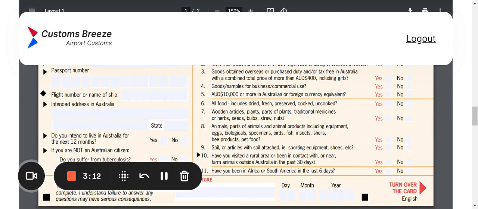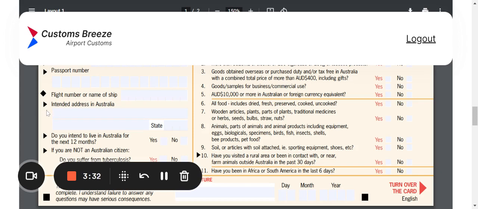The next section, flight number or name of ship. For us, it's the flight number if you're on the plane. So this is easy. You just look at your boarding ticket, and on your boarding ticket, it will show what flight number it is that you have.